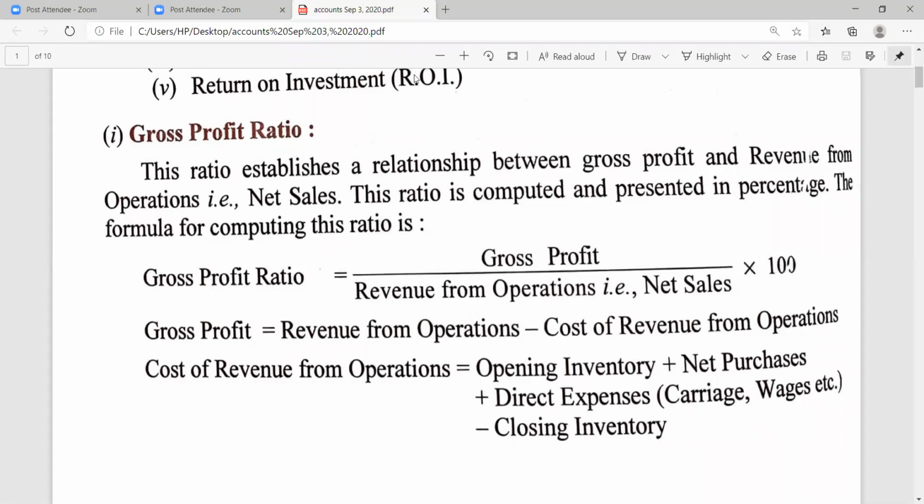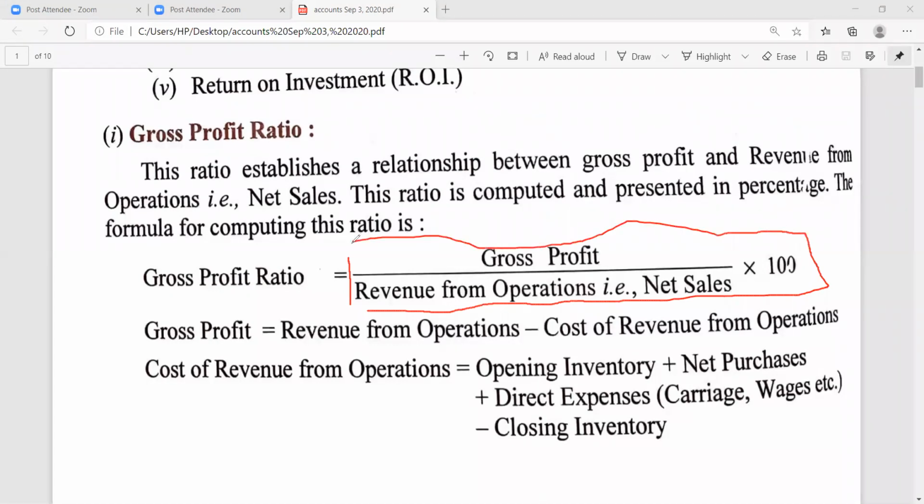Let me highlight the formula. The gross profit ratio is to be calculated over here. What is the formula? The formula for calculating gross profit ratio is gross profit upon revenue from operations, that is net sales, multiplied by 100. Please highlight this formula in your books as well.